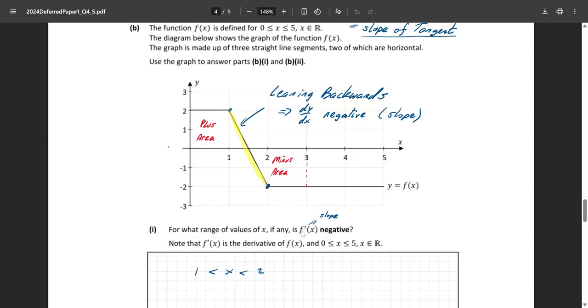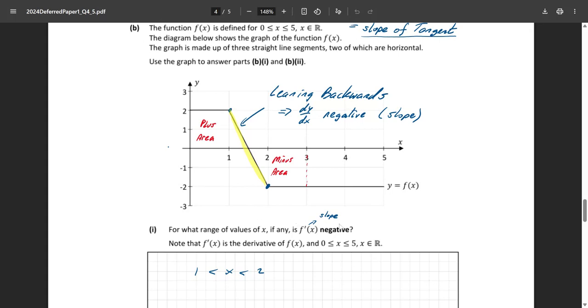Now, a common mistake here would be students not reading it properly. They say, okay, f is negative. Look, the function is negative below the x-axis from here to here. But again, that's not what's being asked. If you read it very carefully, it's f dash of x that is negative. It's dy/dx that is negative.